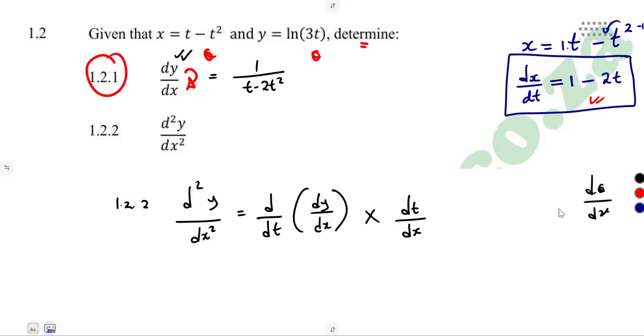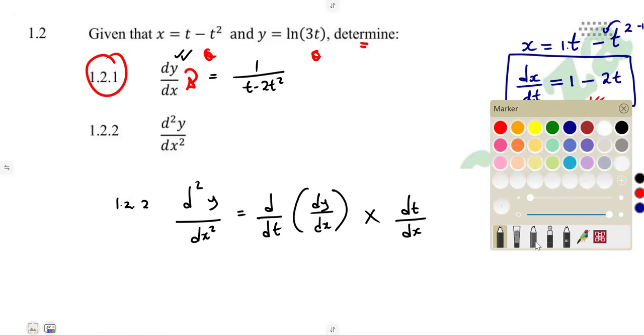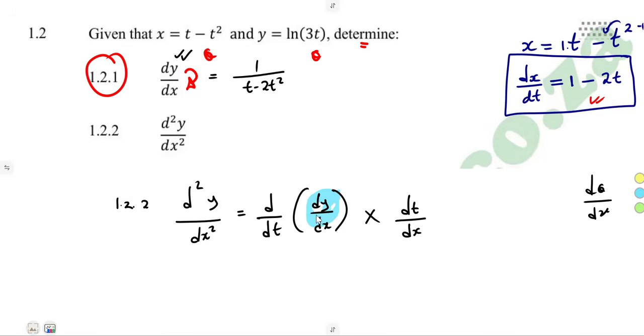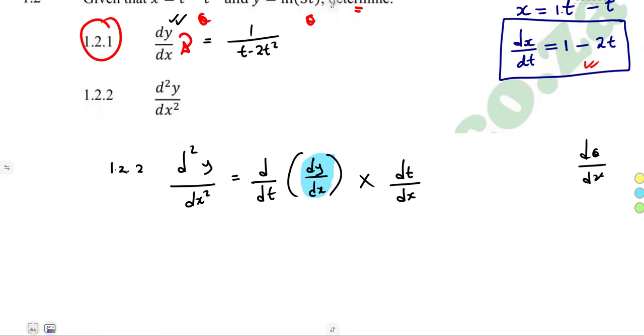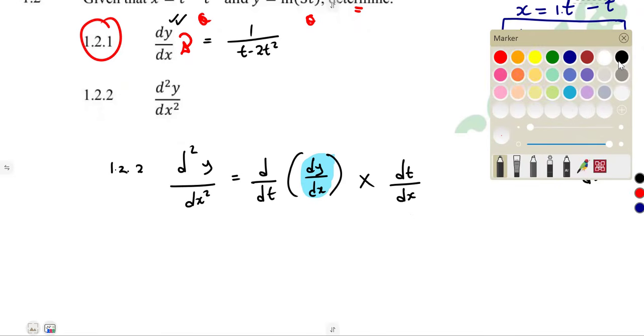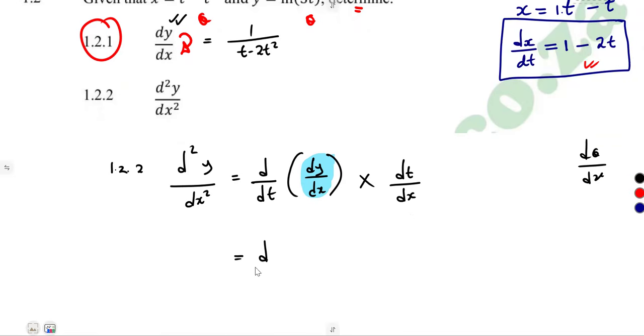I want us to understand this properly. Differentiate this one with respect to t, which we have. So let us substitute our dy/dx and differentiate properly. It means the derivative with respect to t of this dy/dx, which is the one that we got here as 1 over what?